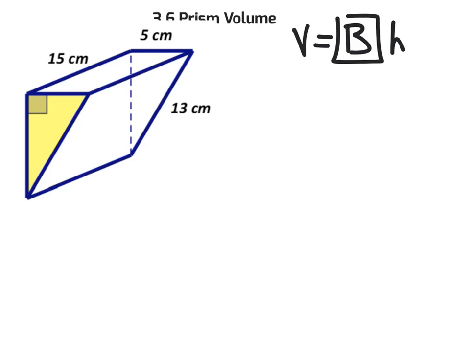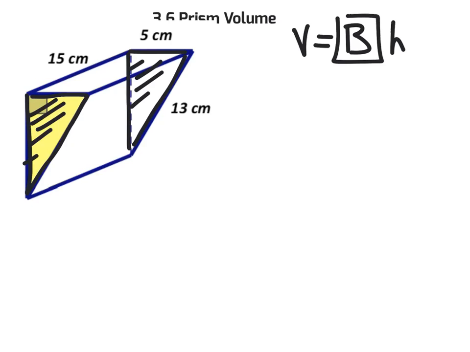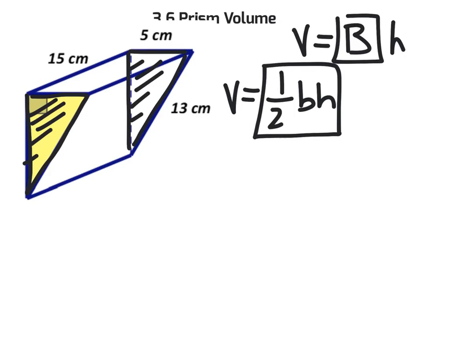Now in this case, our base, the two parts that are identical, is this guy and the back guy. So I'm going to work with a base that is a triangle this time: 1/2 little b times h. That would calculate my base, and then times the height, and this height is referring to my prism height.